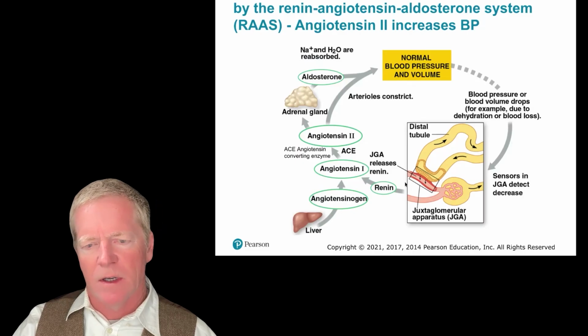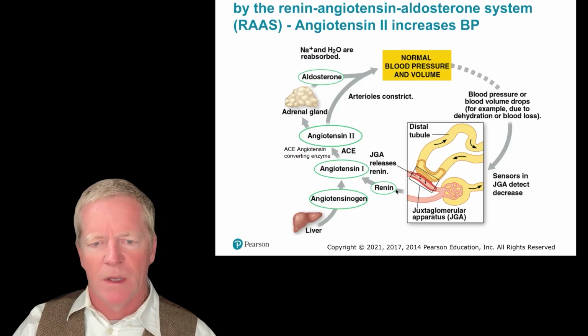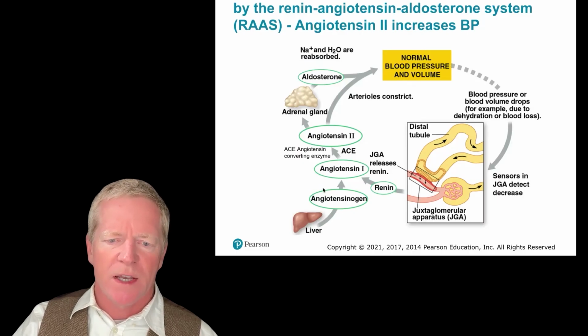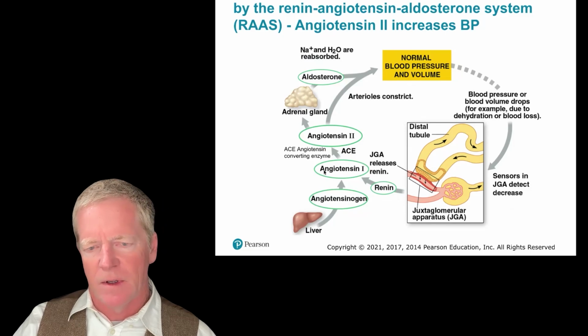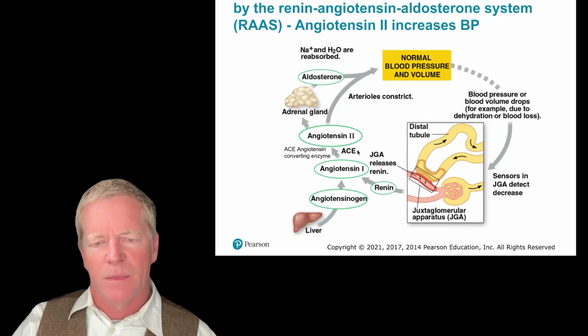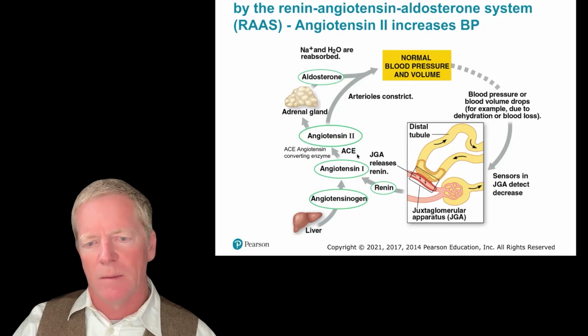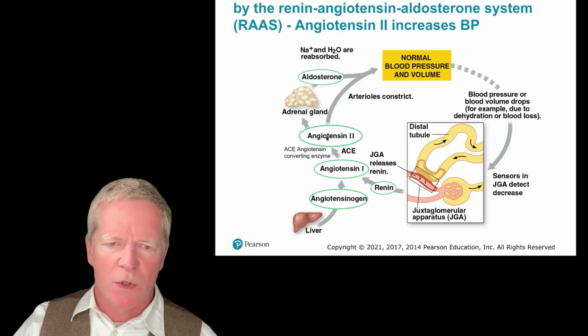juxtaglomerular apparatus can release the enzyme renin. The enzyme renin converts angiotensinogen into angiotensin 1. This is not an active molecule. It needs further conversion by an enzyme called angiotensin converting enzyme, ACE. ACE is a target for many of the drugs that regulate blood pressure and inhibit and decrease blood pressure. Okay, so angiotensin converting enzyme converts angiotensin 1 into angiotensin 2.